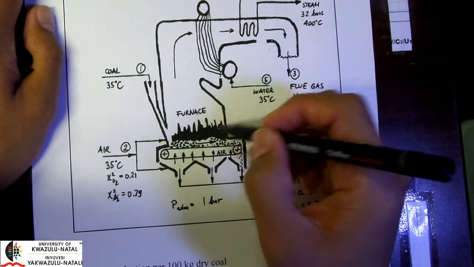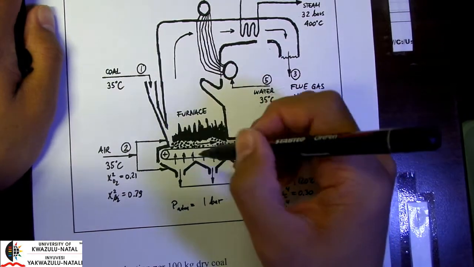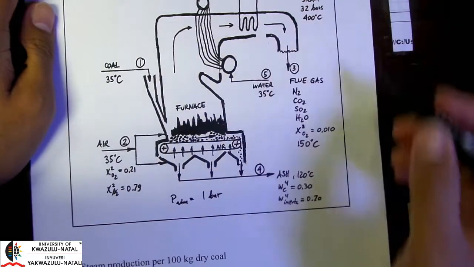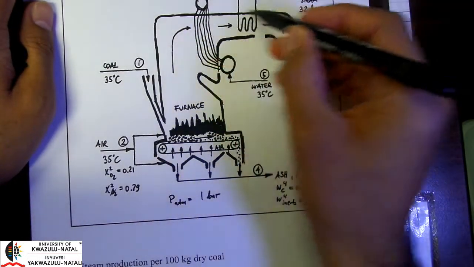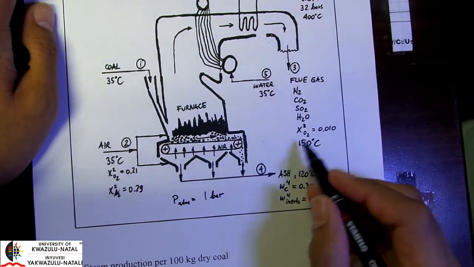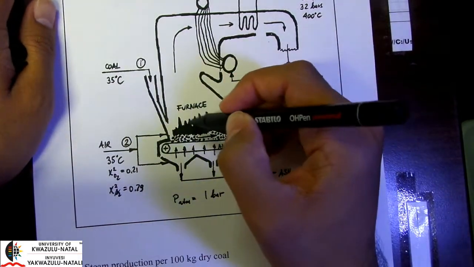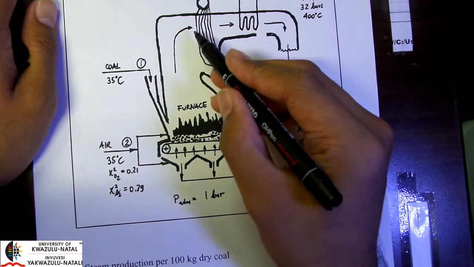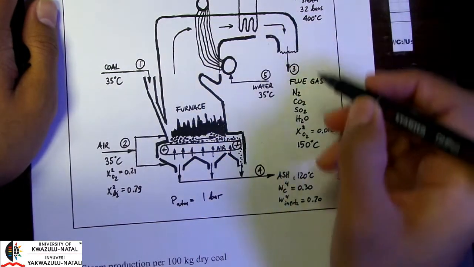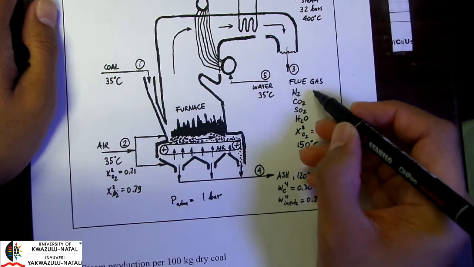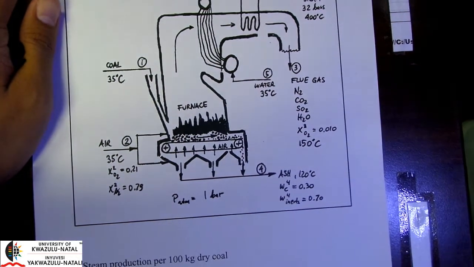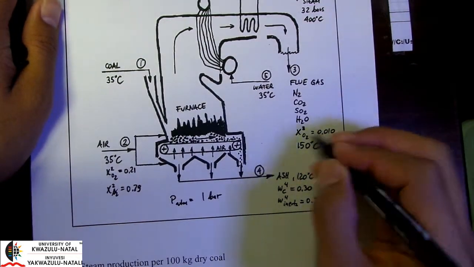Okay, and in terms of whatever is getting burned, the burning generates a flue gas, and this flue gas is typically at very high temperature, in this case 150 degrees, and it's this flue gas that's actually exchanging heat with the water in order to generate steam. Okay, and the flue gas consists of the following: nitrogen, CO2, SO2, water, and we are given an oxygen composition.